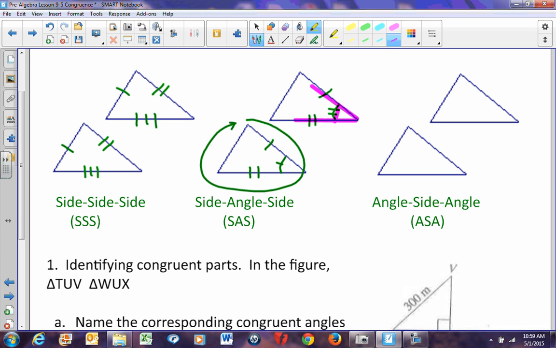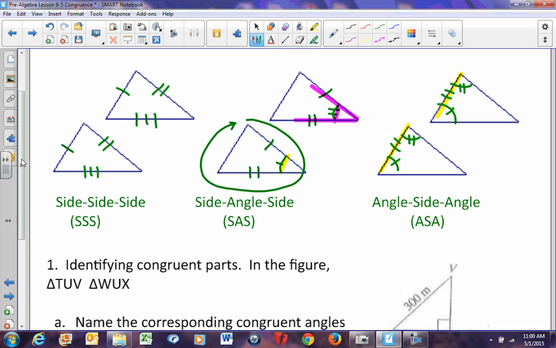You can also have angle, side, angle. Angle, side, angle means the side is sandwiched between the angles. And it doesn't matter which angle I start with or which side. I can say this is angle, this side here, and this angle there. So to be congruent, we have to have this angle, this side, and this angle. Okay, that's called angle, side, angle. The side is sandwiched between the 2 angles. See, this side here is between my 2 congruent angles, where here, this angle was between the 2 congruent sides.